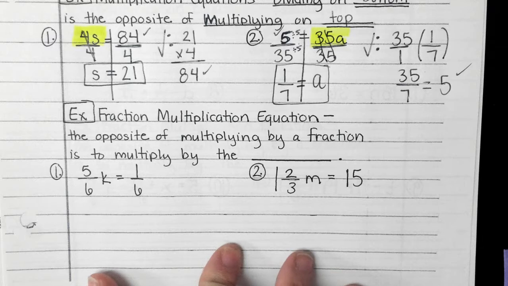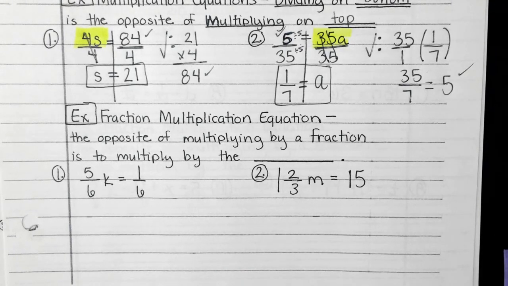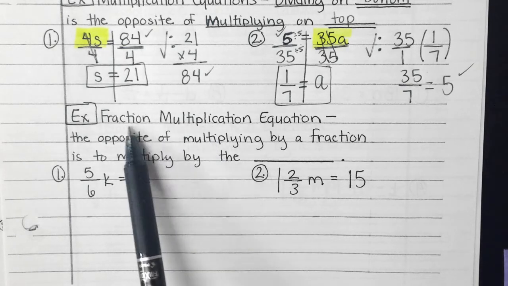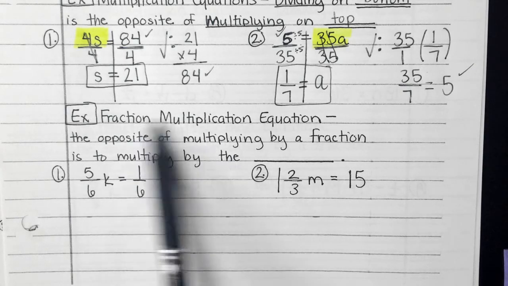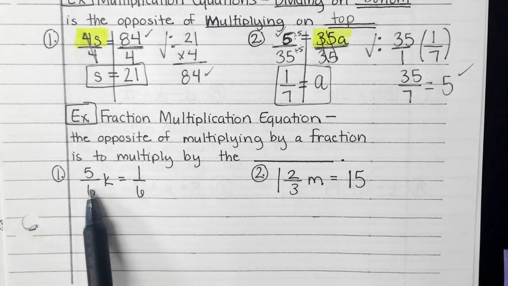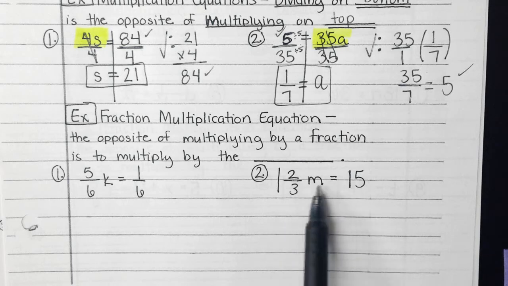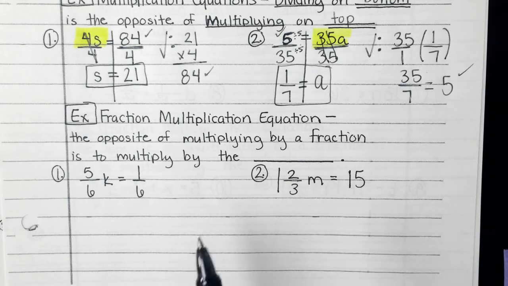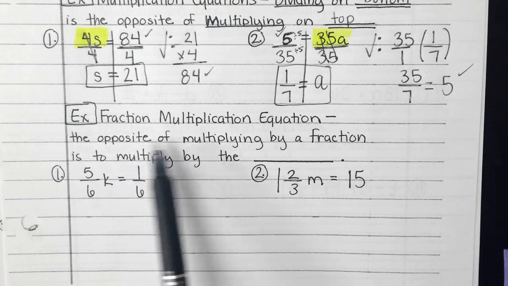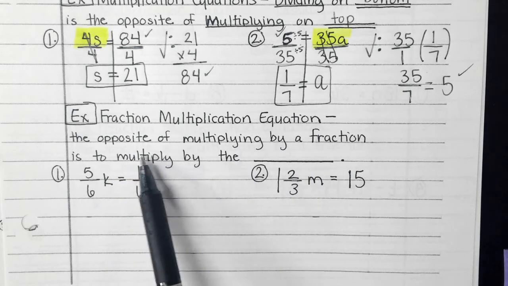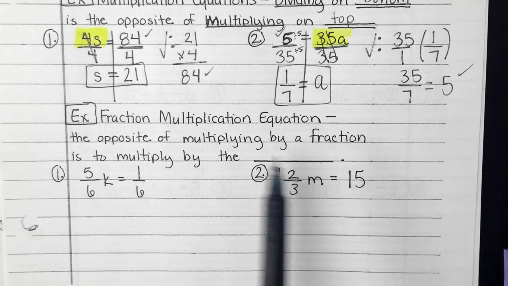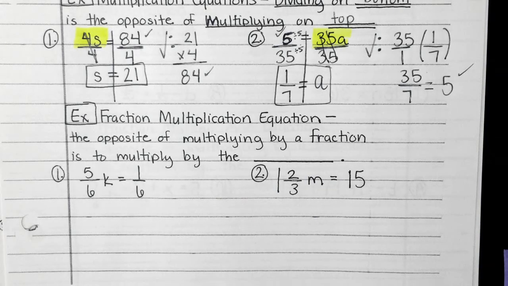All right. The last thing. Fractions are kind of funky because if I have a fraction next to a letter, that's going to be multiplication, right? So if we have a fraction next to a letter, let's talk about a fraction multiplication equation. Do y'all see how here I have a fraction next to the letter? And it's multiplication. Here I have a fraction next to the letter, and it is multiplication. All right? So let's think about this. It says the opposite of multiplying by a fraction is still multiplying, but what can I do to the fraction to make it the opposite?